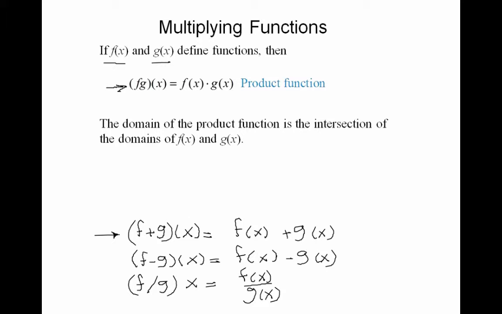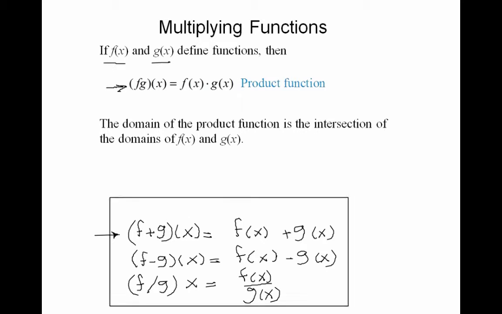So you really need to get familiar with these forms here. If I'm talking about (f plus g)(x), that means you take those two functions and add them up. (f minus g)(x) means you take those two functions and subtract them. (f over g)(x) means you divide them. And (fg)(x) means you multiply them. The domain of the product function is the intersection of the domains of f of x and g of x. So we're going to look at some of these in actual examples.